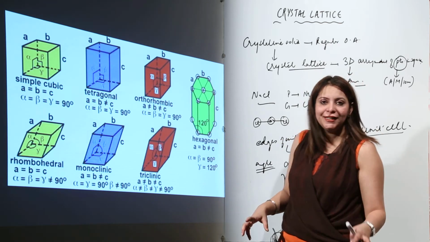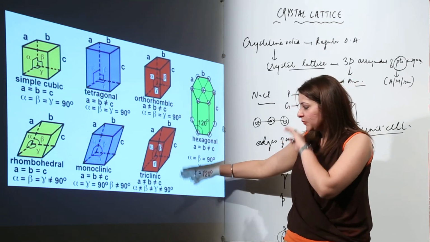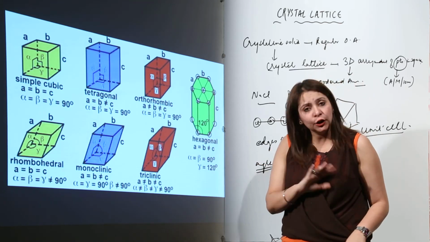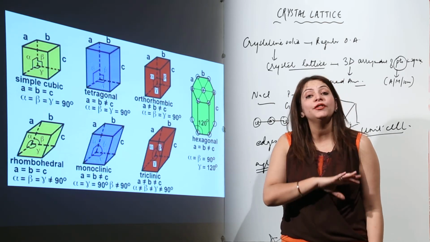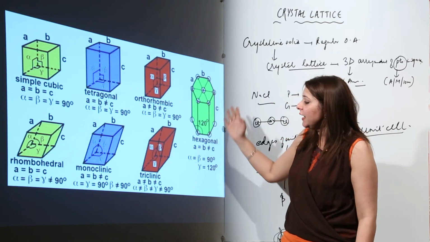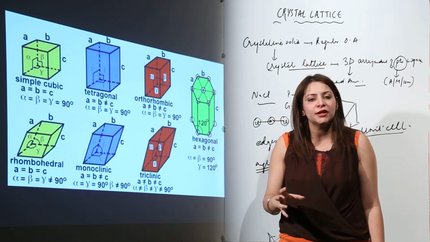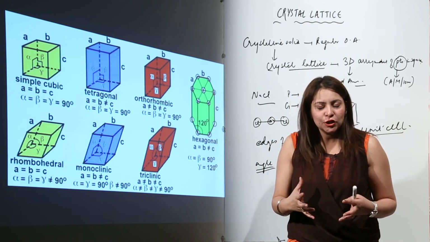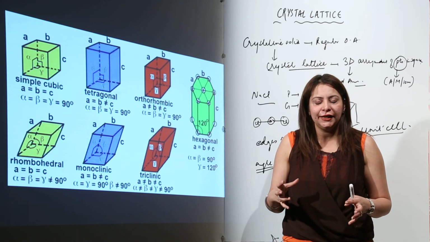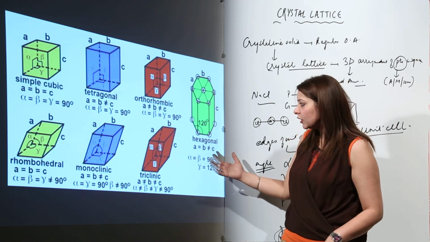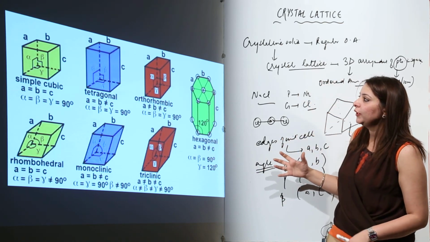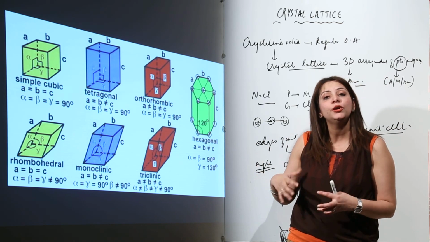The last but not the least form is the triclinic. In this, none of the sides is equal, and moreover none of the angles is equal to 90 degrees. So these are actually, you can say, the 7 types of unit cell which we get depending upon the edges and depending upon the angles, like whether they are perpendicular or not. So this is what we are going to do. Now we are going to start with what the unit cell categories actually are.